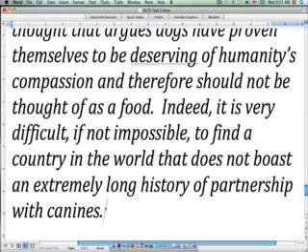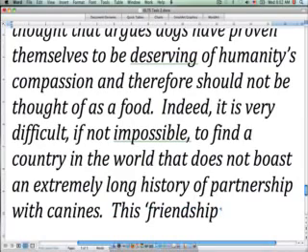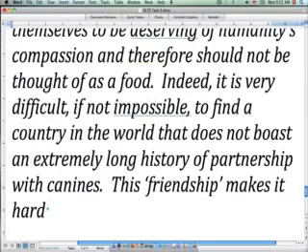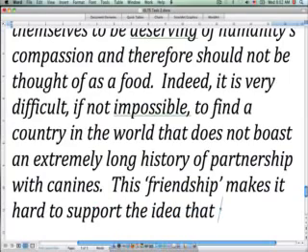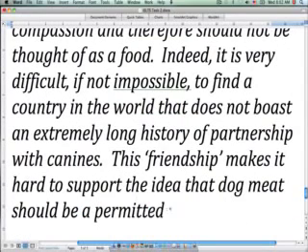Okay, now we want to connect this idea to the fact that many people feel dogs are friends and that you don't eat your friend. So this friendship, we'll say, this friendship makes it clear, we'll say makes it hard to support the idea that dog meat should be permitted food.